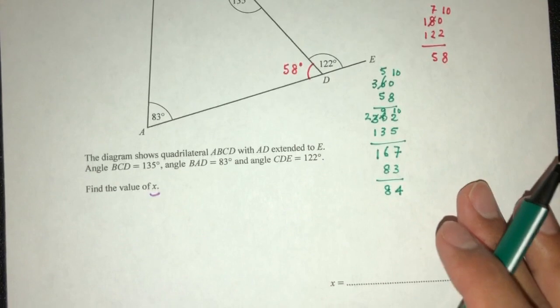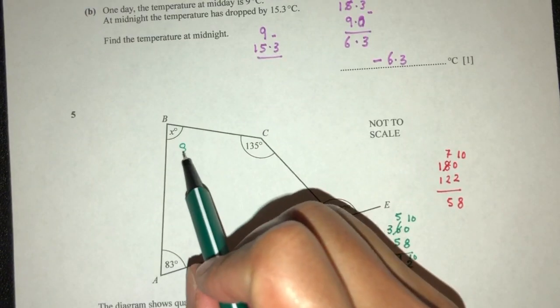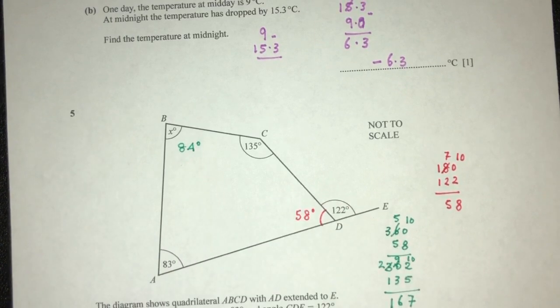So finally, X will be the value of 84 degrees. So step by step, you will find this to be 84 degrees. That will be your question number 5.